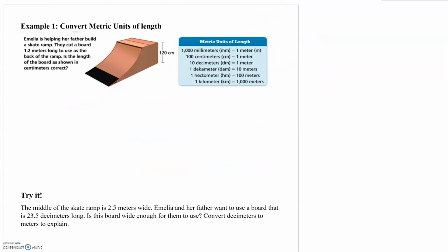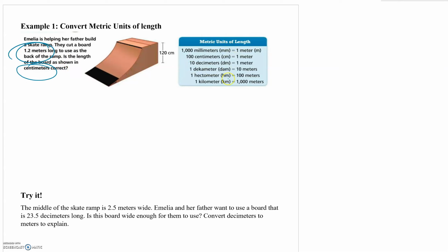Alright, here's our first example here. We have Amelia, who is helping her father build a skate ramp. They cut a board 1.2 meters long to use as the back of the ramp. Is the length of the board as shown in centimeters correct? So we want to convert. So we're looking at meters to centimeters.